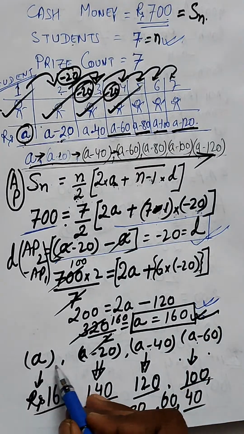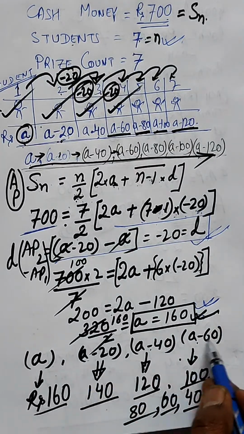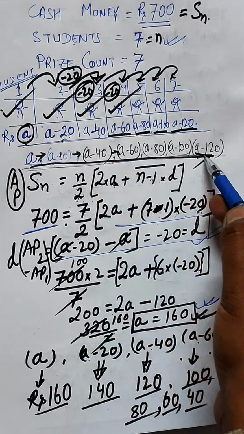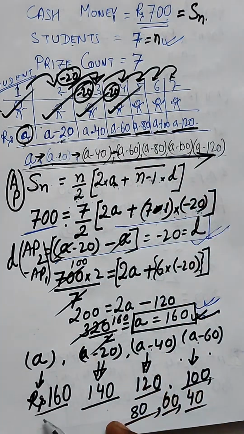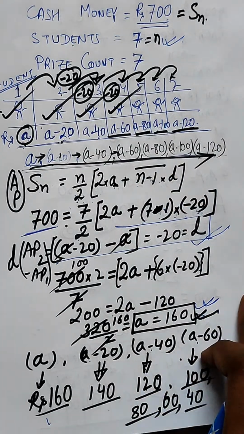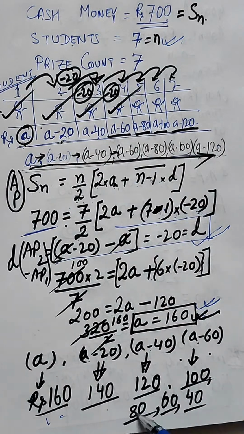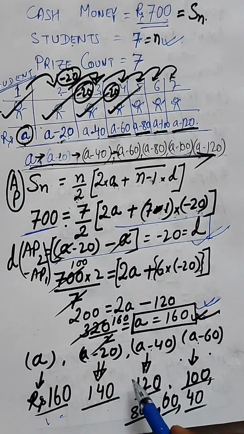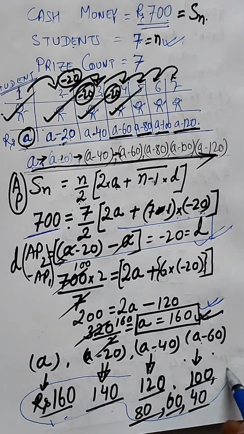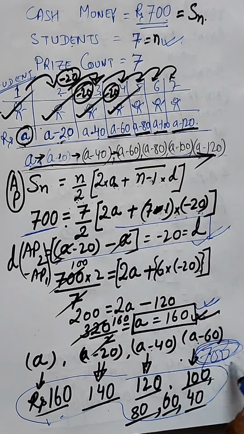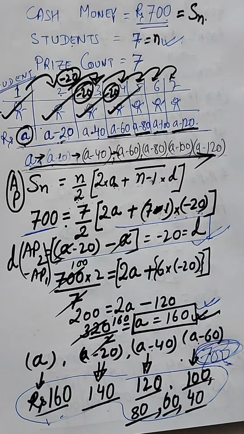And the sequence of the prize money which they are getting is a minus 20, a minus 40, a minus 60, like that. This is the sequence which I have derived. Now put in the value to get the prize money as 160, 140, 120, 100, 80, 60, 40. When you add up all this money, what do you get? You will get 700, right? So this was the total prize money which was about to be distributed.